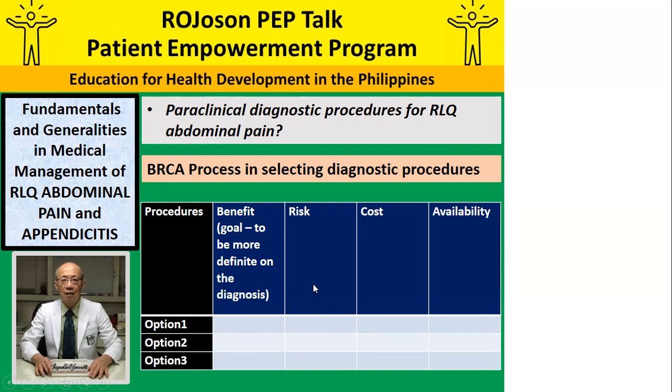Then the risk: what will be the side effect, what will be the inconvenience entailed, and then the cost of the various options, and then whether they are available in the community, in your hospital, or whether they are readily available. They may be available, but some are not readily available. So you use the data to choose which one will be the best paraclinical diagnostic procedure for a particular patient.